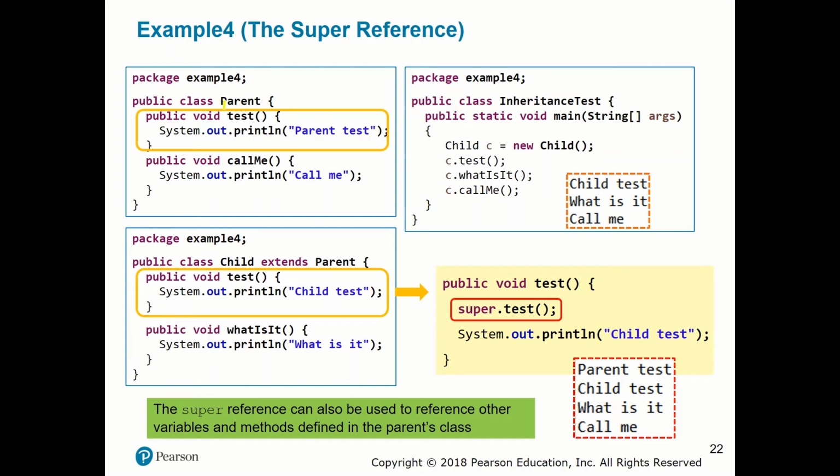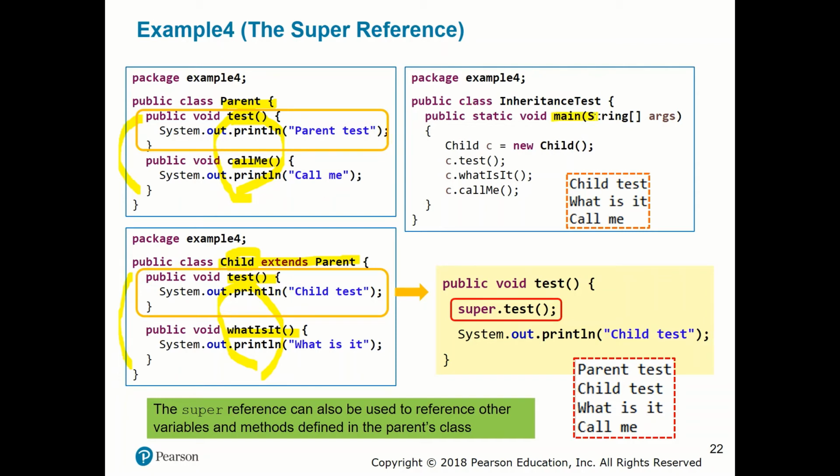This is a parent class. Parent class has test and call me method. And this is a child class. Child extends parent. So this means that this class will have this member also. And child class has its own test method and what is it method. So parent class has two methods. Child has two methods. And here the test method is both in parent class and child class. And this is the main method.